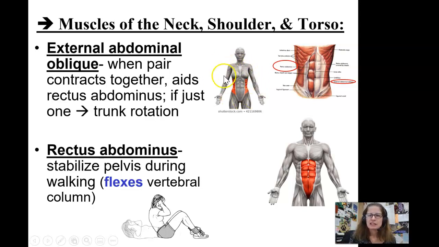Now it's easier to see here, but what if you're looking and you're like, whoa, that's a lot of muscles. Where are you? You're these ones all the way on the outside. You're the most superficial, and you're running at an angle. So these are those external obliques out here.